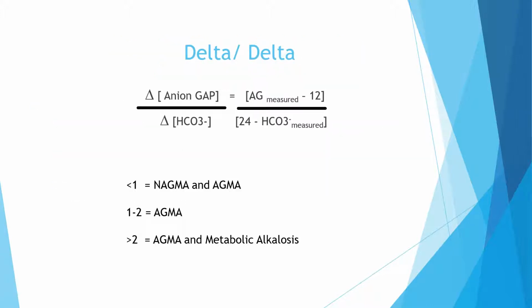And we often use this equation here, delta delta, which is the change in anion gap over the change in bicarb. If it's between 1 and 2, it's usually a pure anion gap metabolic acidosis. If it's less than 1, there is a concomitant non-anion gap metabolic acidosis. And if it's greater than 2, there's a concomitant metabolic alkalosis.